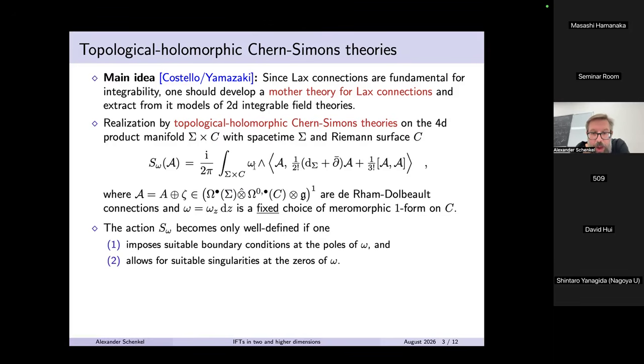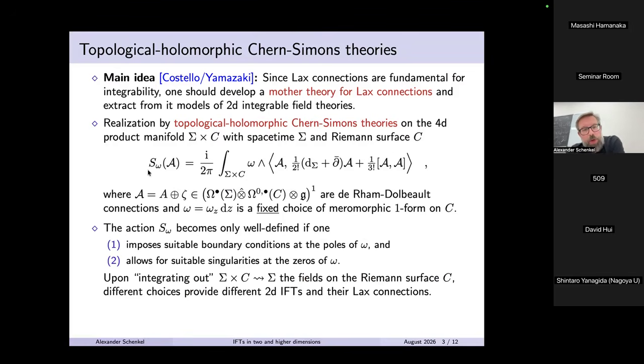So you have to allow for suitable singularities in A at the points where omega has zeros in order to compensate that. So you kind of have to do something to the gauge fields, you have to define appropriately the space of gauge fields, not in this naive way, I will come back to that in a moment, in order to make sense of this action.